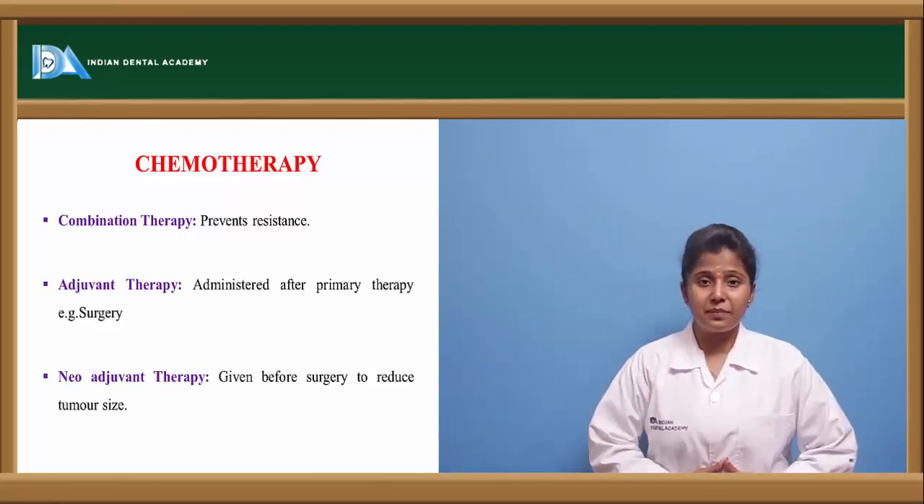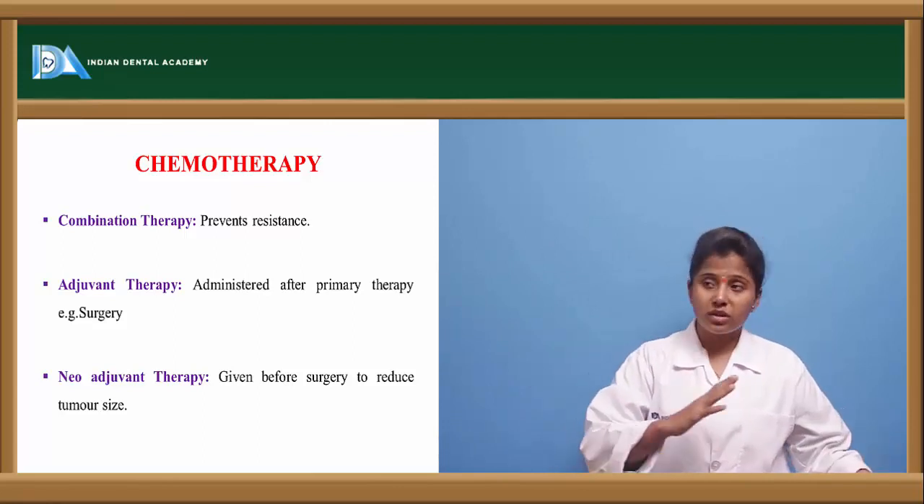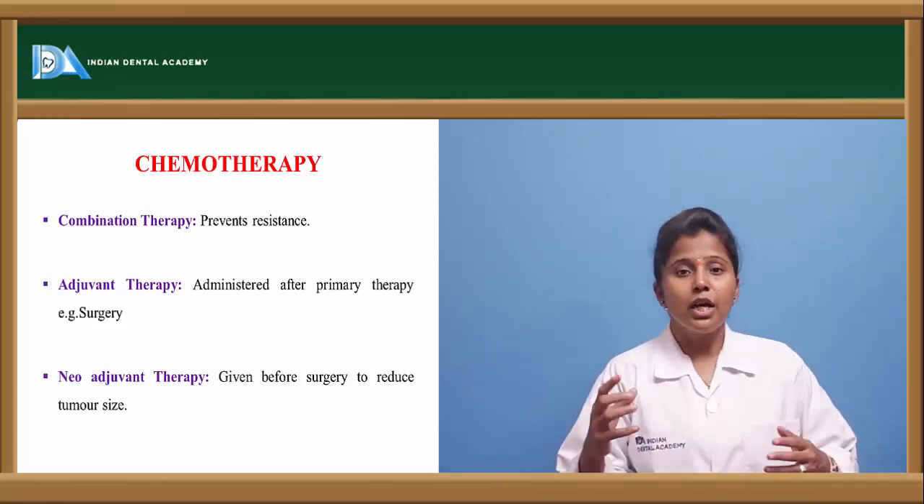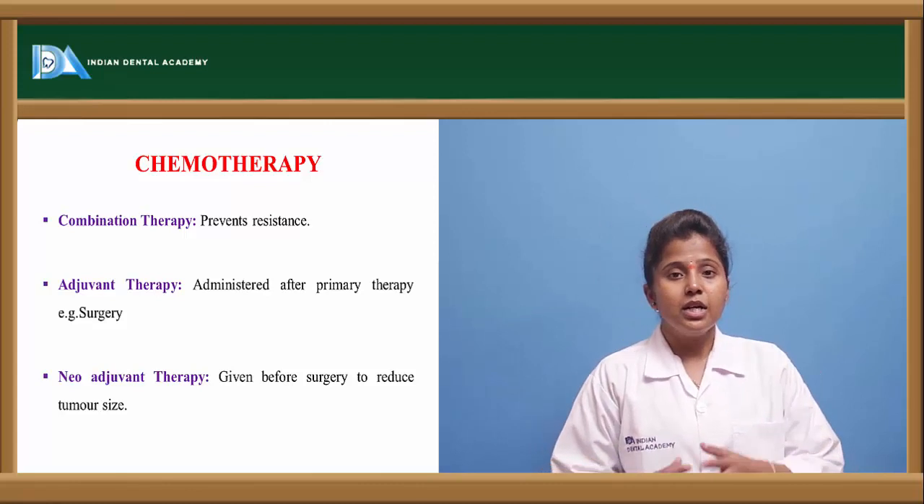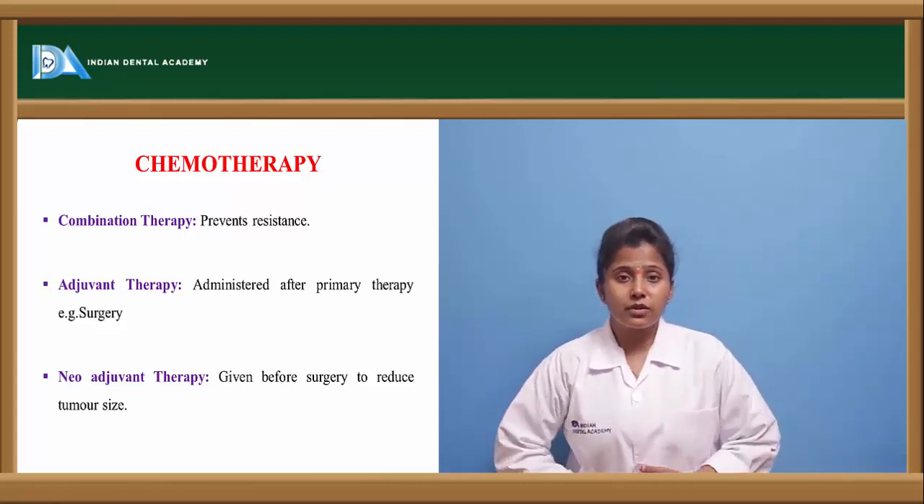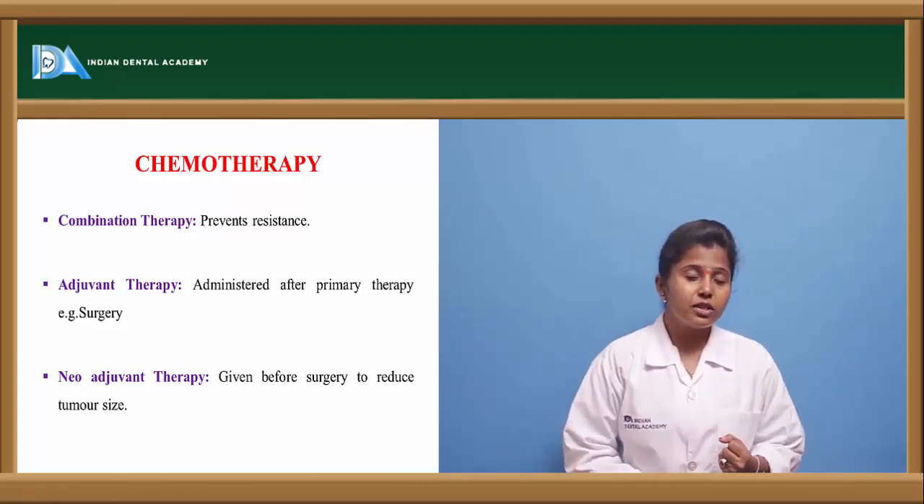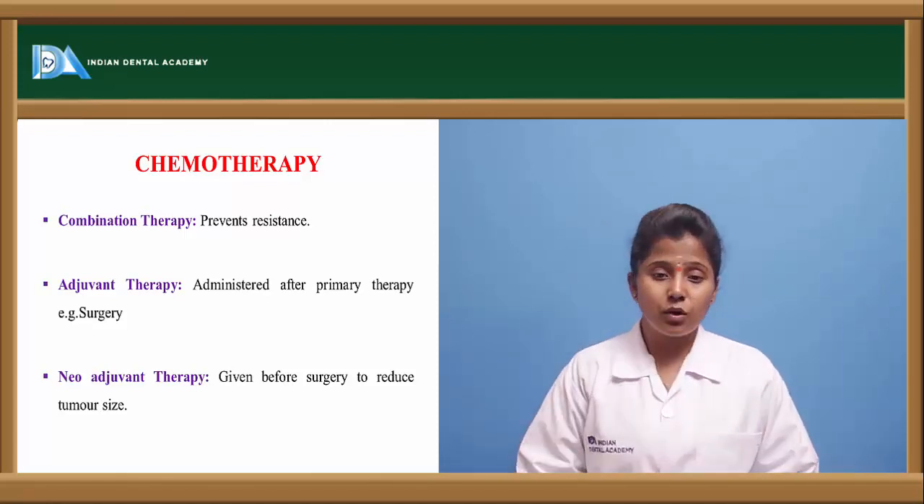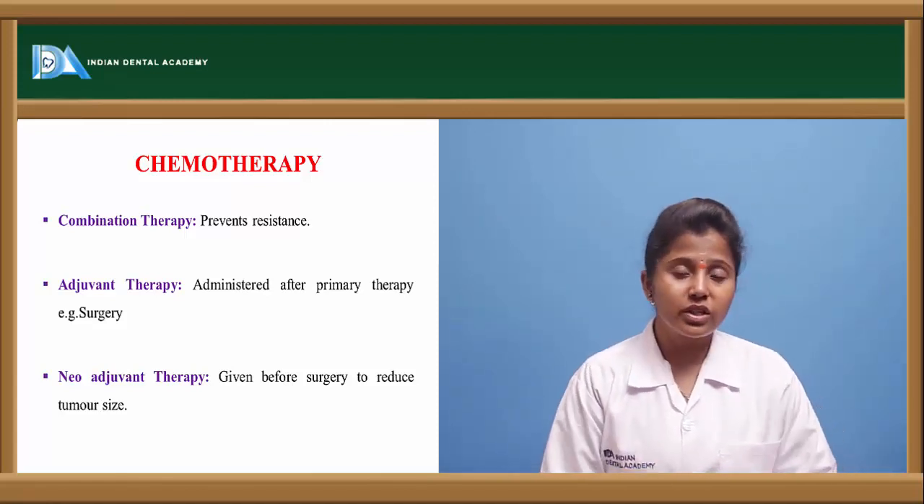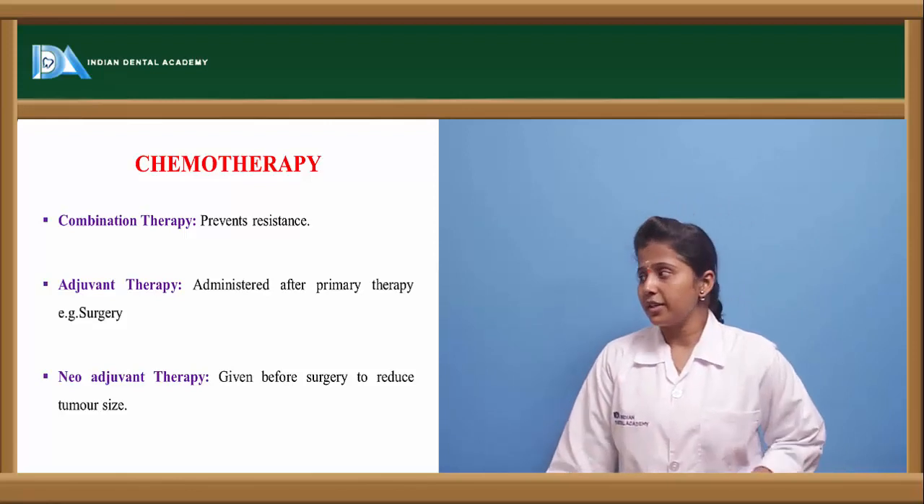And neoadjuvant therapy is given before the treatment, before surgery, in order to reduce the tumor size. If the tumor is big, it cannot be removed through surgery. So in order to reduce the size of the tumor, neoadjuvant therapy is given to shrink the tumor so it can be removed by surgery.